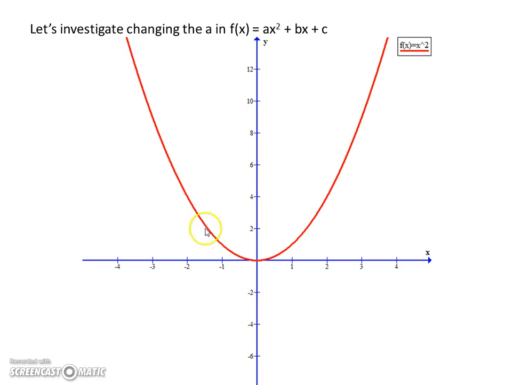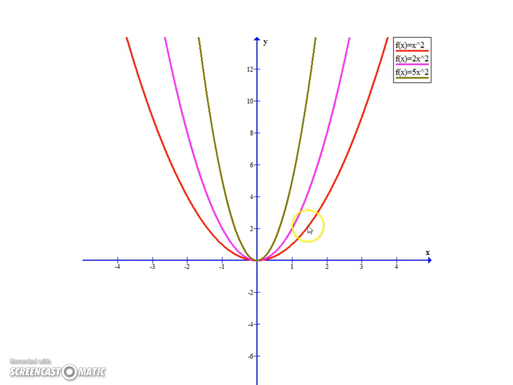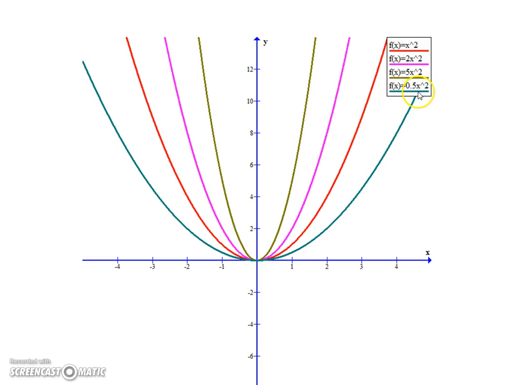Here's x squared, so a equals 1, b equals 0, c equals 0. 2x squared, so a equals 2, b equals 0, c equals 0. 5x squared. So as we're increasing the value of a, it's getting narrower and narrower. 0.5. Now it's getting wider. So if we're decreasing it, it'll get wider. If we make a negative, it's going to flip over and be down here.